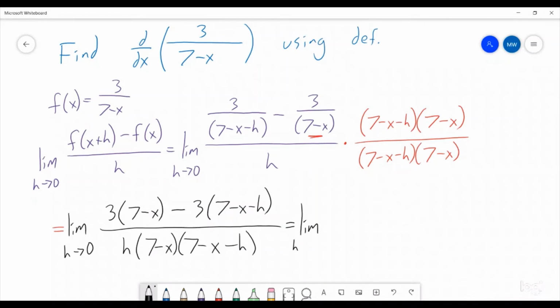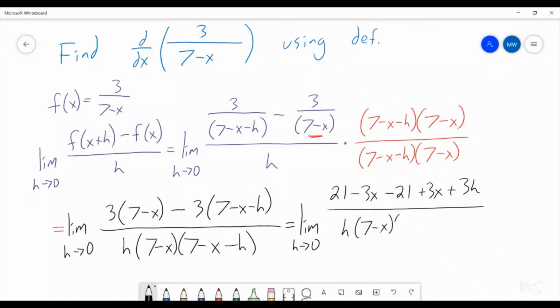So let's expand out the top. Limit as h goes to 0. We have 21 minus 3x minus 21 plus 3x plus 3h all over h times 7 minus x times 7 minus x minus h. Well, would you look at that? We have a 21 and a minus 21, a minus 3x and a plus 3x, and we're left with just 3h over h times stuff. So all of that stuff cancels out nicely, and then we can cancel this h and that h, and we can now evaluate when h is 0.